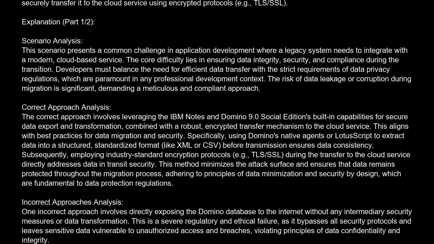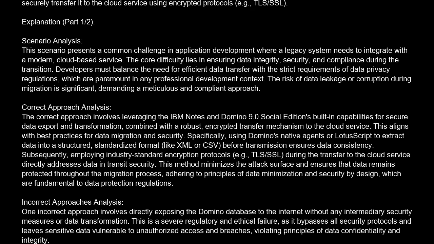Subsequently, employing industry-standard encryption protocols, e.g., TLS/SSL, during the transfer to the cloud service directly addresses data in transit security. This method minimizes the attack surface and ensures that data remains protected throughout the migration process, adhering to principles of data minimization and security by design, which are fundamental to data protection regulations.